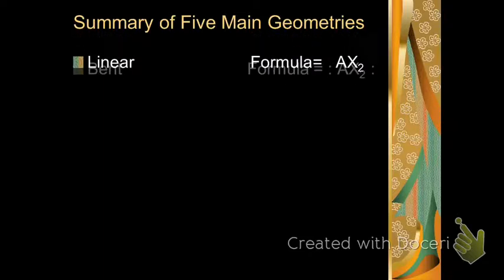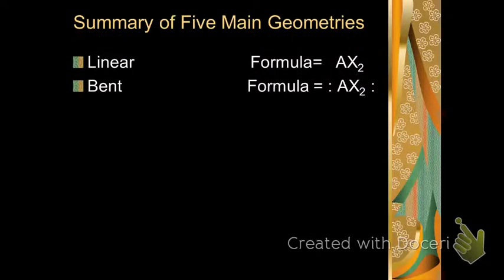So here's a summary. I always have students come up to me and say, I have a tough time memorizing these. Memorize them in pairs. So here's the first two. These two right here. Okay? The only difference is pairs of electrons. So if you can remember AX2, but one has 2 lone pairs, otherwise they're the same.